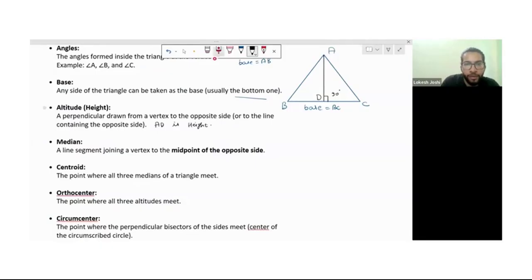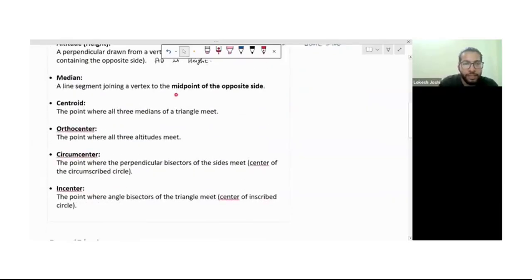Okay, and you can verify from the definition itself: a perpendicular drawn from a vertex, which is A there, to the opposite side, which is BC. So that's the definition of height. Now the next one, which is median. It's a line segment joining a vertex to the midpoint of the opposite side. Now look clearly, there is some difference in them.